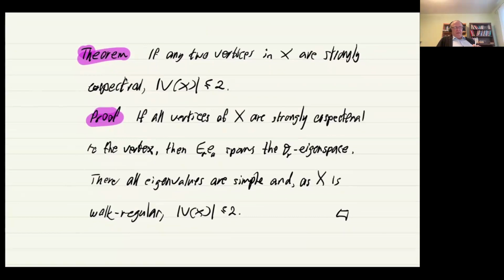And the obvious place, we saw that any two vertices in a strongly regular graph are cospectral. So the obvious place to look for strongly cospectral vertices is in a strongly regular graph. Well, that's a bad idea. If any two vertices in a strongly regular graph are strongly cospectral, then the number of vertices is at most 2.